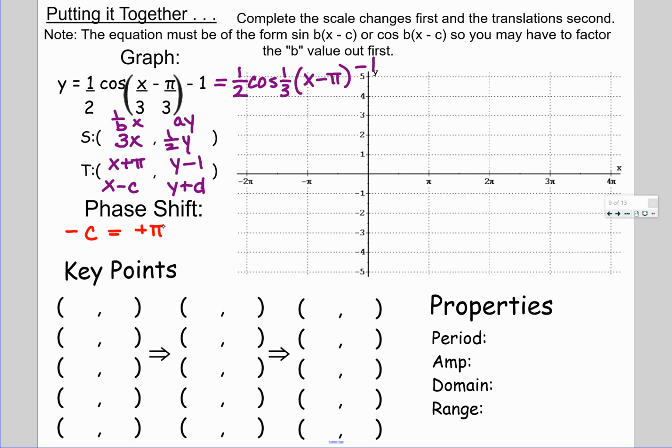Okay, key points. What radians do we use for our key points? Where do we start? Think about your unit circle. What angle do we start at? 0. And then as we went around, we used radians. It's every 90 degree, every quarter rotation. So 0 to pi over 2, then pi, 3 pi over 2 at the bottom, and back to 2 pi.